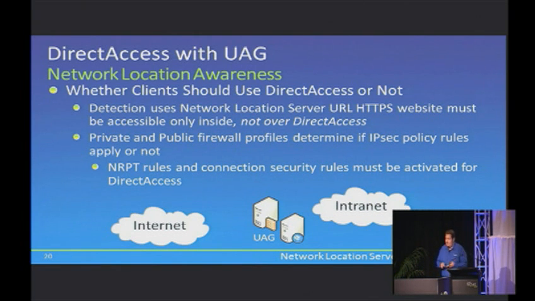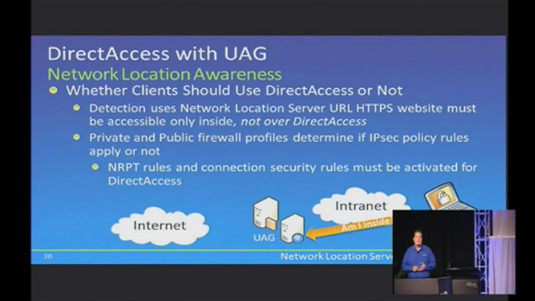So how does my client know that I'm outside of the local network? There's a network location awareness service. That's based on one server URL, just a plain HTTPS URL. When I'm inside our corporate network and my client sees that HTTPS URL, I'm able to connect to that website. I have to do the certificate revocation check as well. But if everything goes well and I'm able to access that website, DA won't be used.